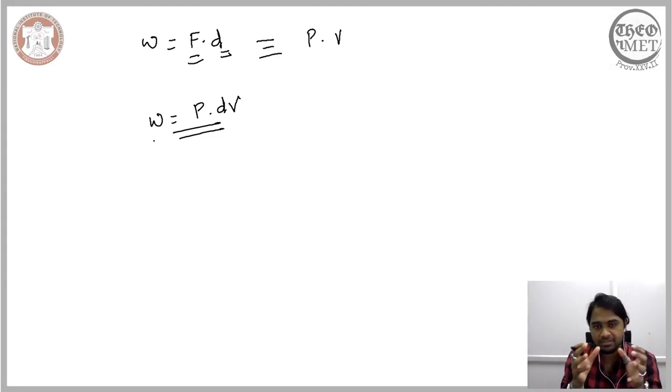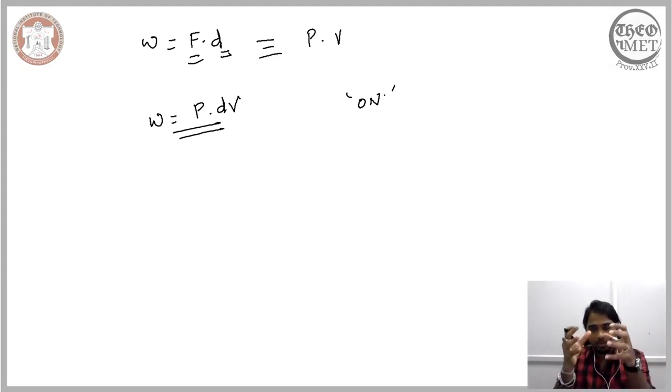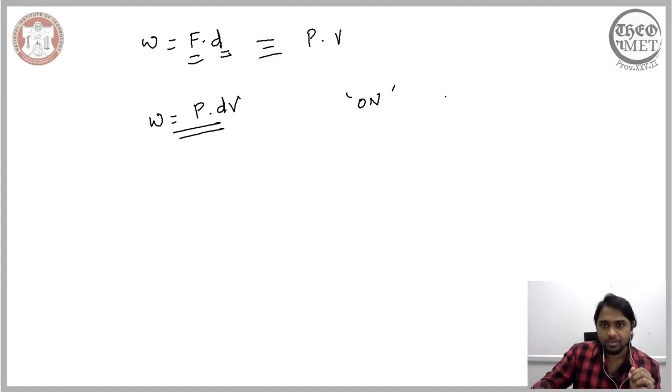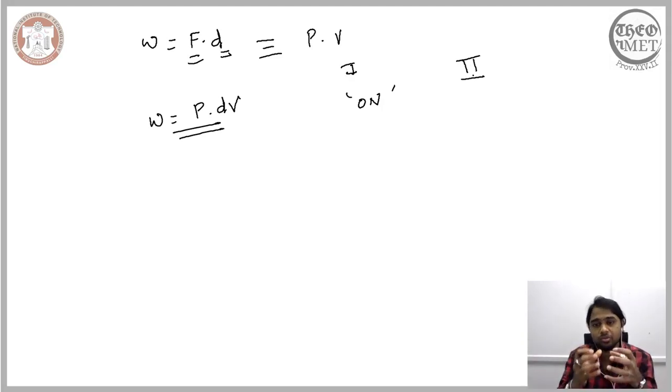In the previous example, we saw that we are doing a work on the system. So we are introducing a work on the system. It is also possible for the system to do work. This was case one, and the second case is that it is also possible to have a setup wherein the work is done by the system. So depending on the conditions that we have before us, the convention that we use for work changes.